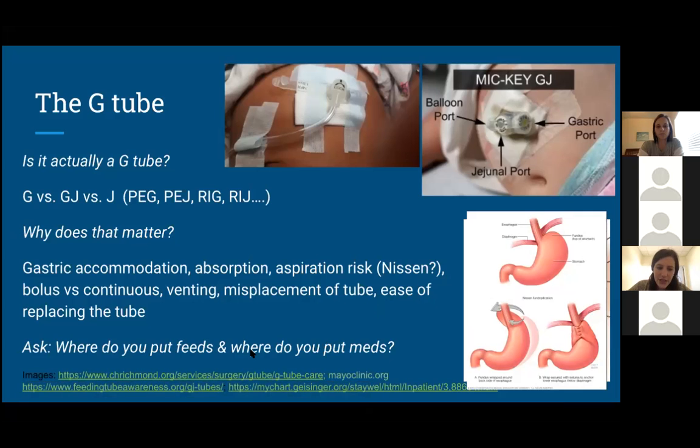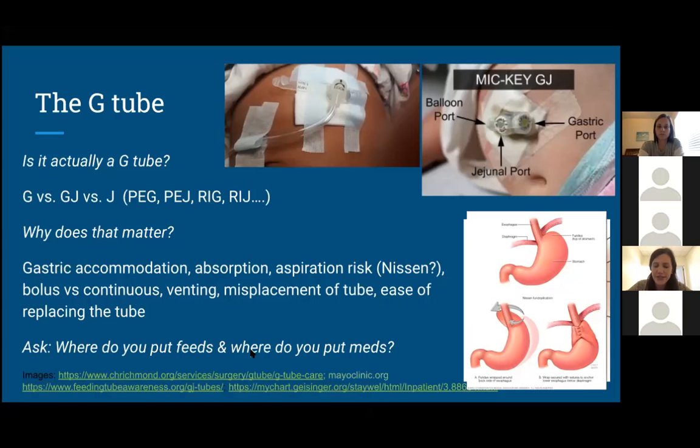Bolus versus continuous feed. So this gets at timing, but you cannot bolus the small intestine. You can only bolus the stomach because there's no accommodation in the small intestine. So you have to do continuous, like 24-hour feeds in the jejunum. You can also do venting of the stomach at times if they have a gastric port. I already talked about misplacement of the tube, and then the ease of replacing a tube.